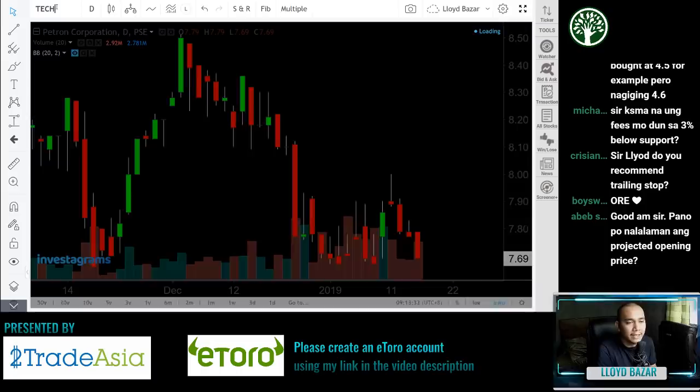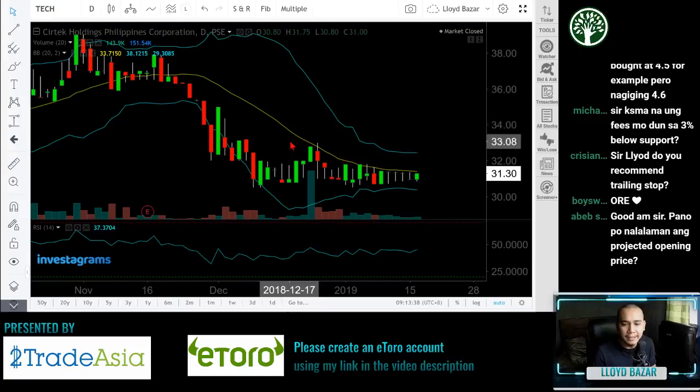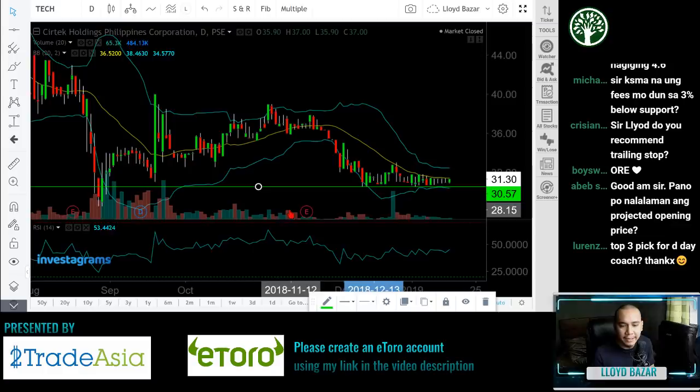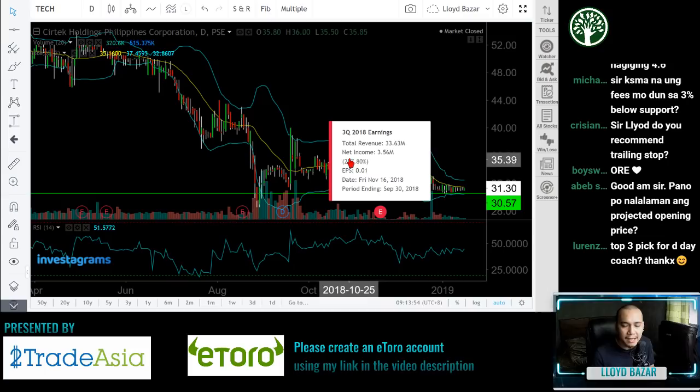Tech. Unahin natin si Tech. Alright. Let's go with Bollinger Bands. Tech, guys. It's already starting to consolidate a good support. Test buy na po kayo. Mag-test buy na po kayo dyan before it goes up. Ang ganda po ng bottom na yan. Alright? We're already seeing momentum. Very low risk.